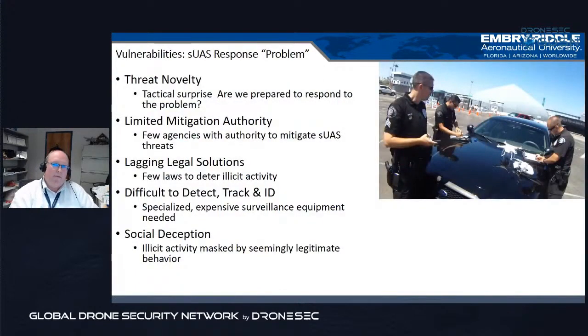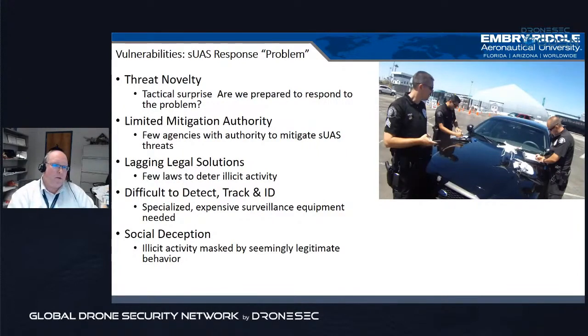So we have a couple of vulnerabilities, at least in the United States, and to a certain extent, I would say, within the world. And they really come down to about 5 different components. The first being the threat novelty. This is a brand new piece of technology, and typically the regulation lags the innovation. And so when you have that new technology, local law enforcement, local governments are truly not prepared to respond to this style of a problem.